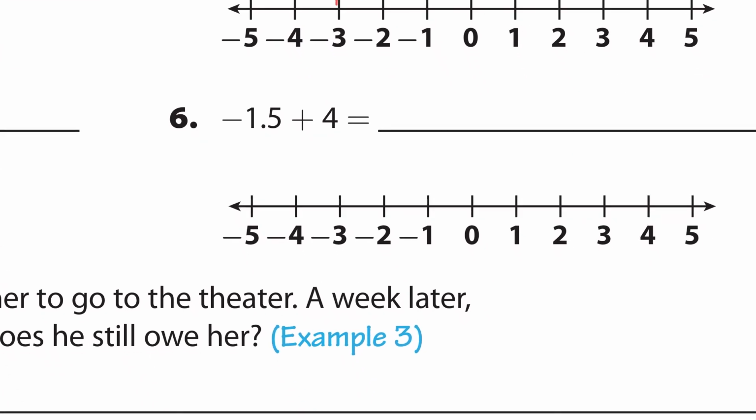And over here, -1.5. So that's right here. -1.5 is in between -1 and -2, but you go to the right 4, right? Because we're adding 4. So we go 1, 2, 3, 4, and you end up at 2.5. And it's probably 2.5 because they're giving it to you in decimals.